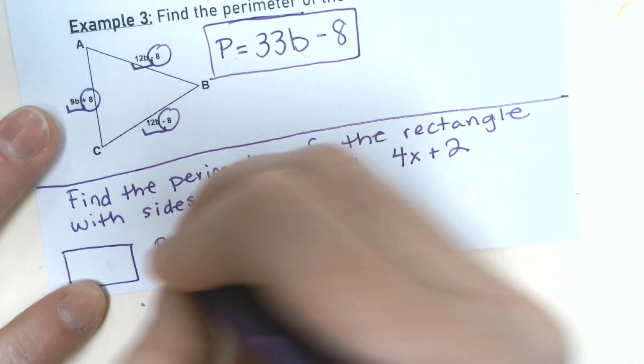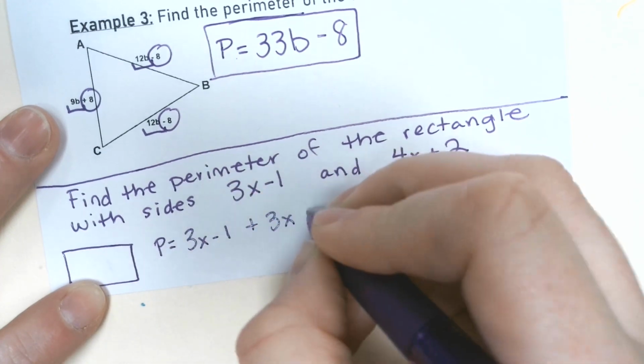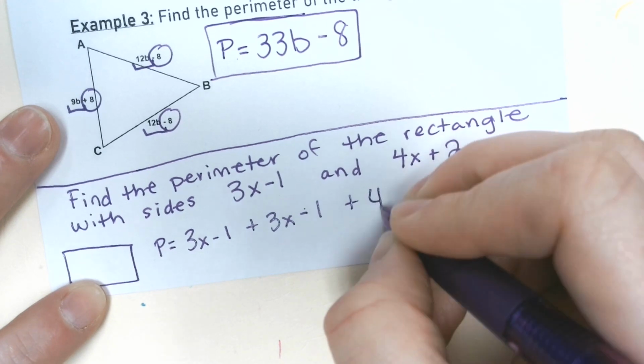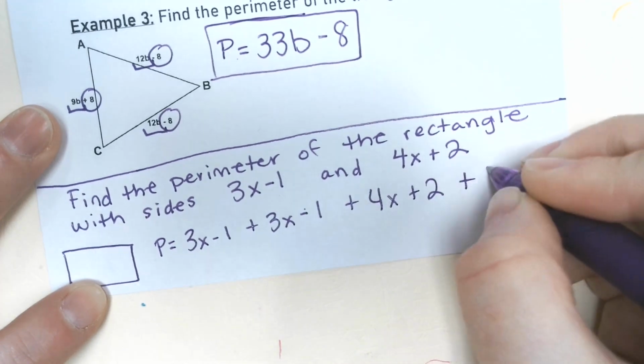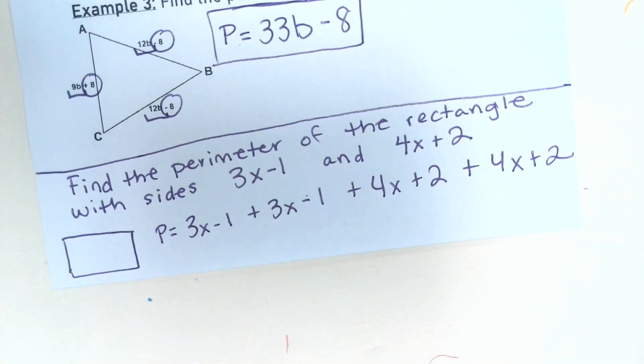So the perimeter is going to be 3x minus 1 plus 3x minus 1 plus 4x plus 2 plus 4x plus 2. I mean, we could probably do that a little simpler, right? Double the length, double the width, and then add them together. That's really what we're doing.